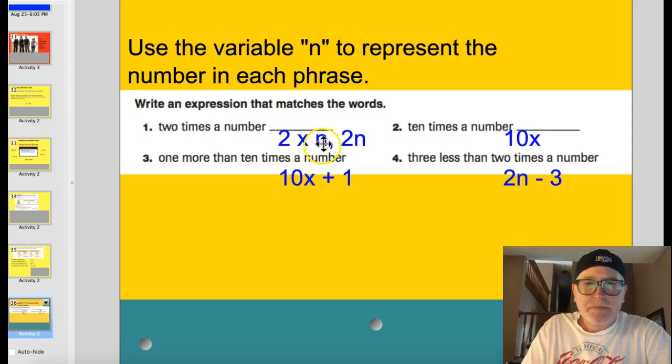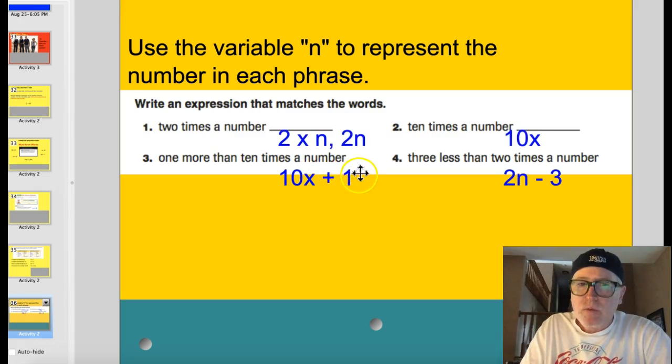All right, let's see how you did. Well, 2 times a number is 2 times n. Math people would write 2n. 10 times a number, they'd write 10x or 10n, whatever variable you choose. 1 more than 10 times a number. So this would be 10x plus 1, or 10n plus 1. And 3 less than 2 times the number. Well, here's the 2 times the number, and here's that 3 less. Now, the order's a little quirky on that one, but it's 3 less than 2 times the number. So we have to start off with this 2 times the number first.